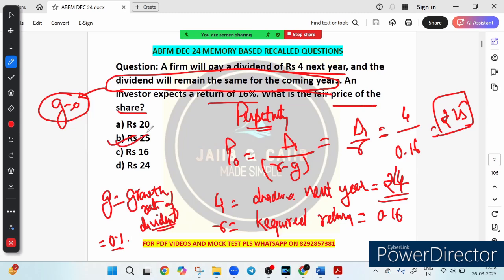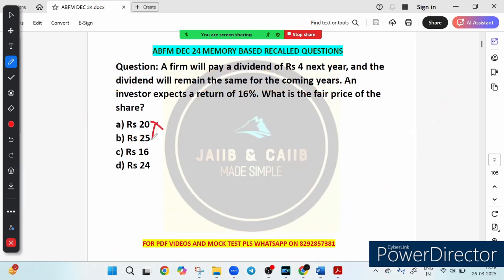Friends, let's also understand why the other options are incorrect. Option A says ₹20. ₹20 is a wrong answer. Why? Because had the required return been higher than 16%, the price would have been lower. But in this case, using 16% as the required return, the value is ₹25, not ₹20. So what we learned from this discussion is that we should always use the perpetuity formula, P0 = D1 / (R - g).